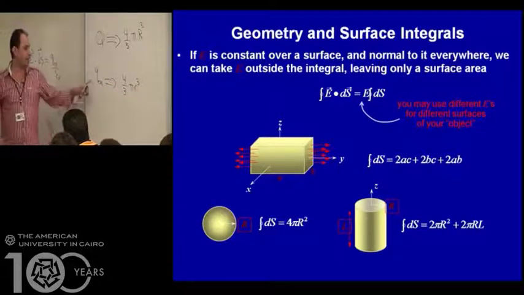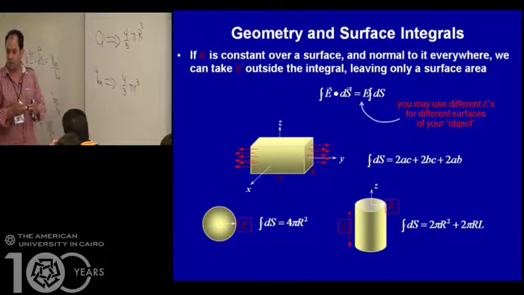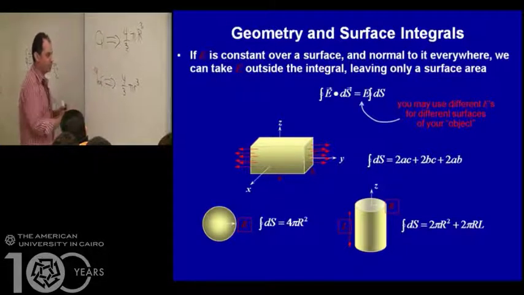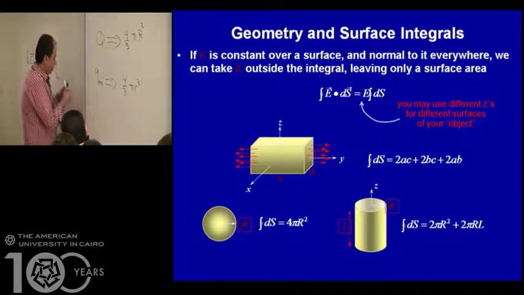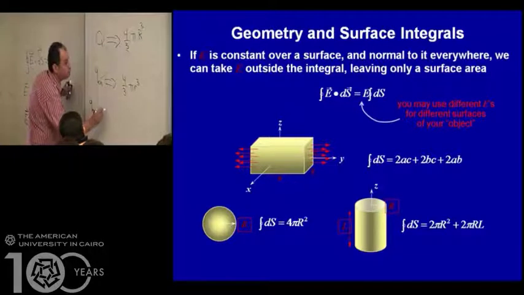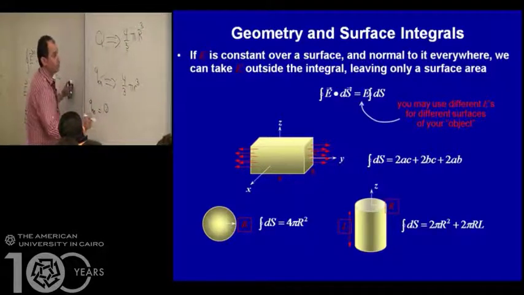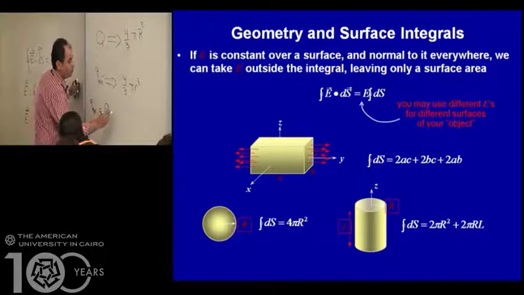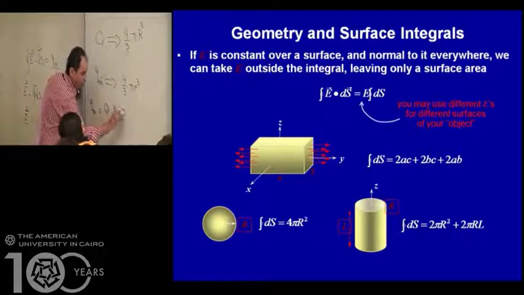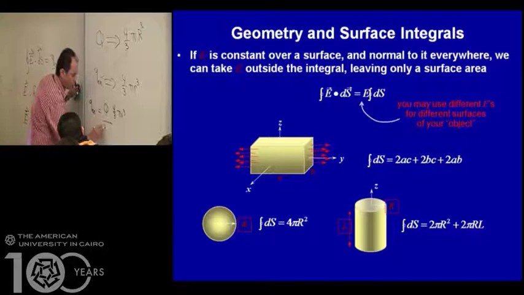Can we calculate Q enclosed? This times that should equal this times that. So if I say Q enclosed equals Q times 4 over 3 pi r cubed divided by 4 over 3 pi capital R cubed.